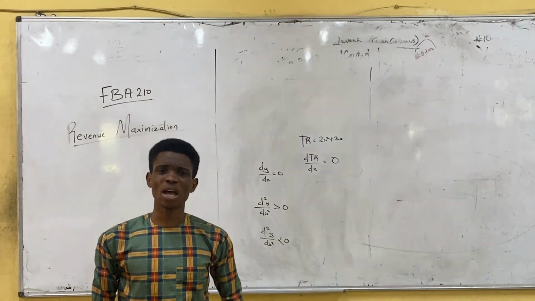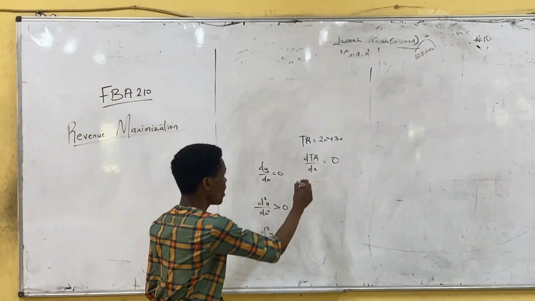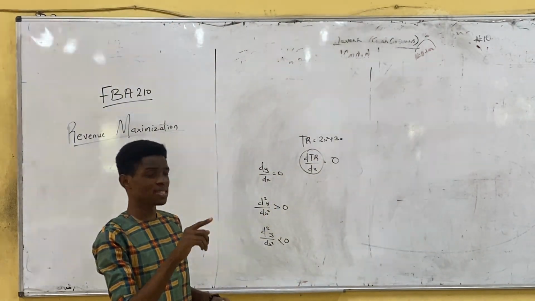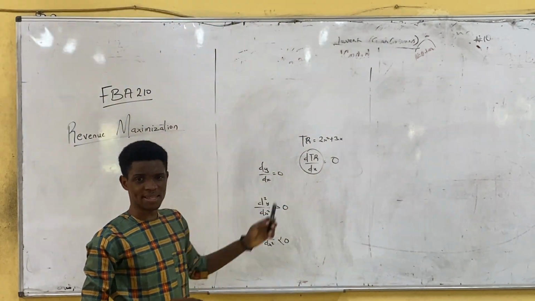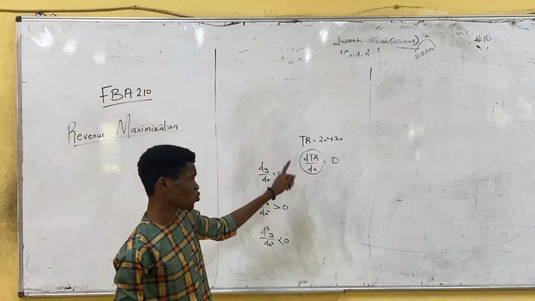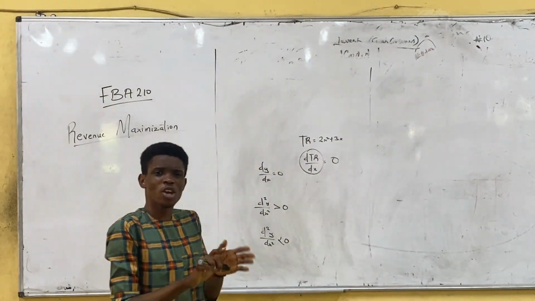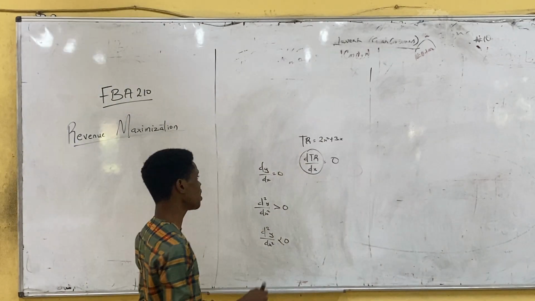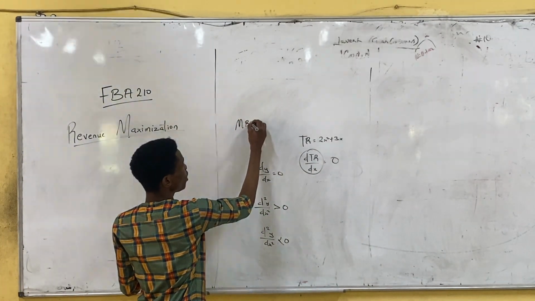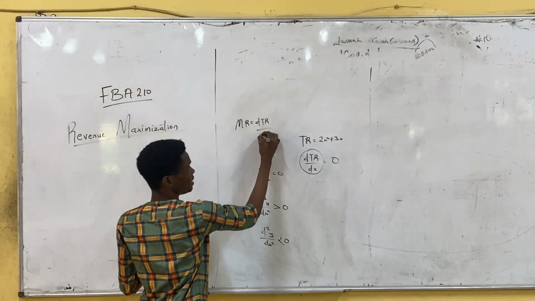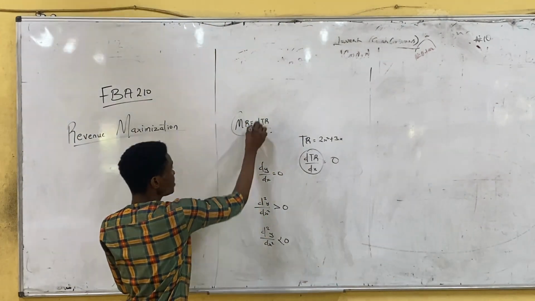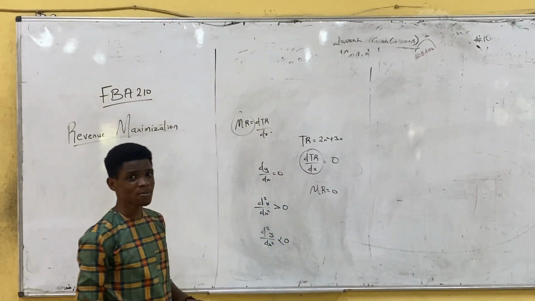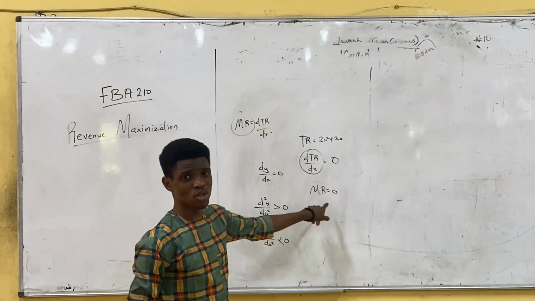But there's something else that I'm going to observe here. This is the same thing as something else. That's dTR divided by dx, like differentiating total revenue with respect to x. It relates to another concept in the theory of revenue. You remember that MR equals dTR over dx, right? So this here is the same as MR equals 0. At maximum revenue, your marginal revenue equals 0.